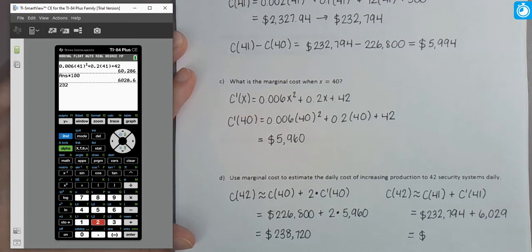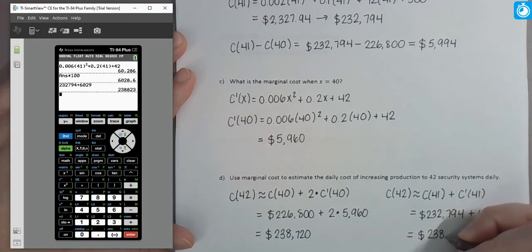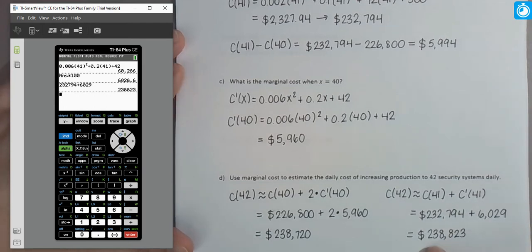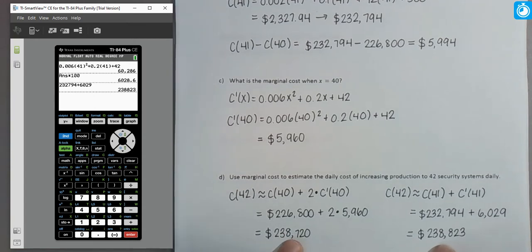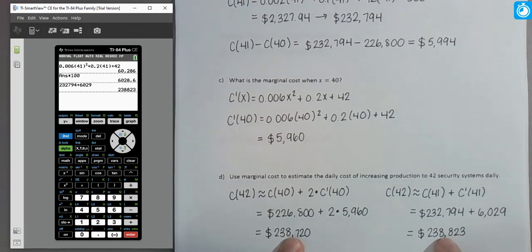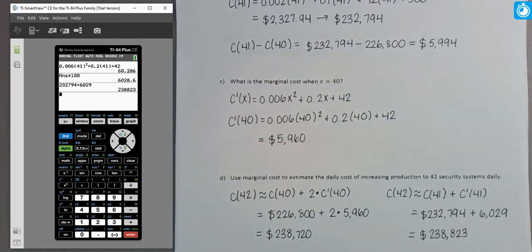So 232,794 plus 6,029. And that's going to be 238,823. So fairly close. Grand scheme, if we're talking about scale, if we're already up in the hundreds of thousands, differing by less than $100, these are both pretty good estimates. So either of these would be considered a relatively appropriate approach to calculating how much you would need in order to increase your production and what that would look like in terms of total cost.